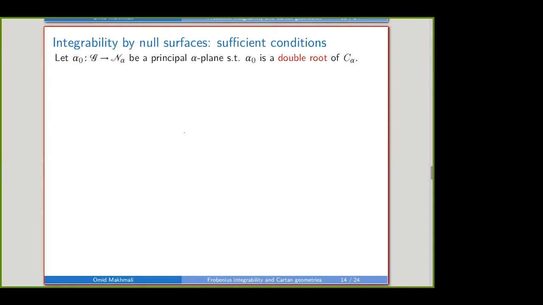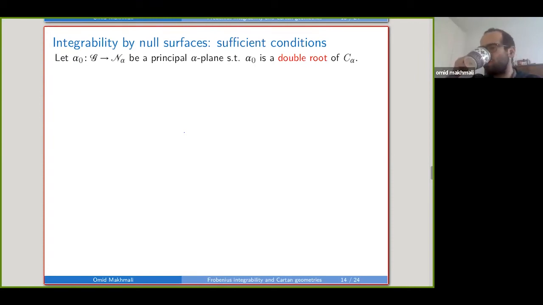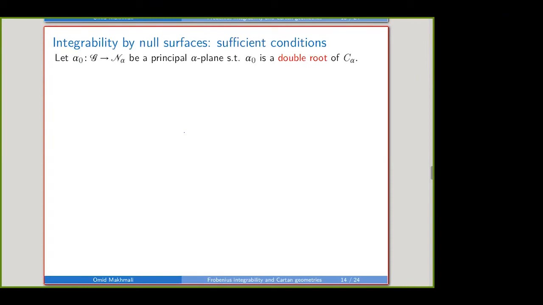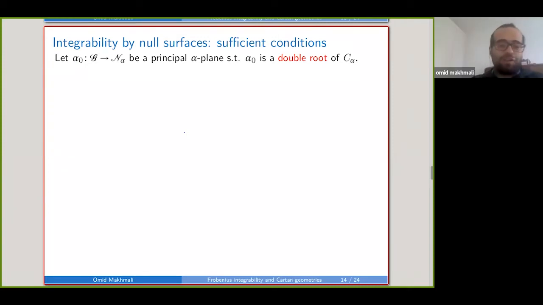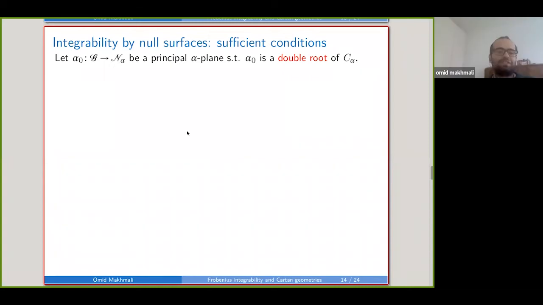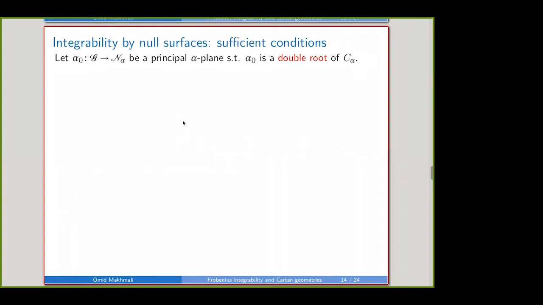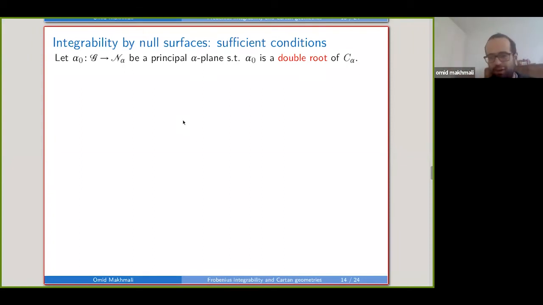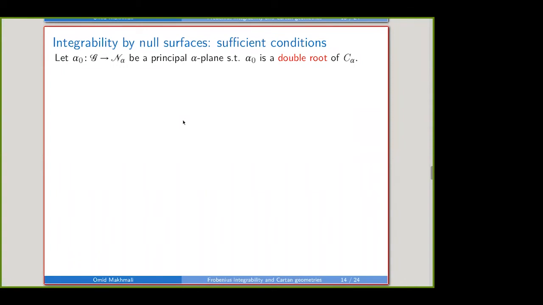Perhaps I have a question, Omid. Yeah, so you're restricting yourself to real roots, or you consider complex roots? Right now, for the necessary condition, there was no... I mean, if you want to have complex roots, then you have to... Yeah, right now I'm avoiding complexification, treating only real roots. So I want a foliation by... Okay, thank you. But things go through actually, so you just need to be careful and complexify.